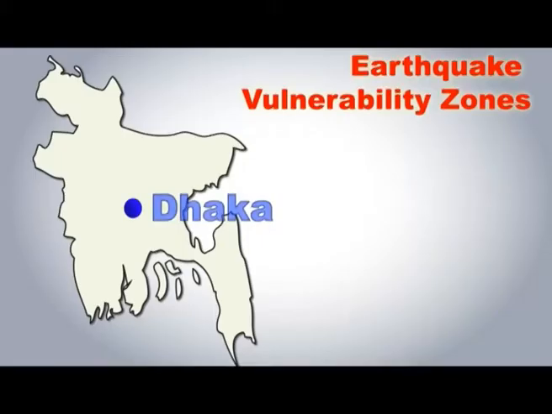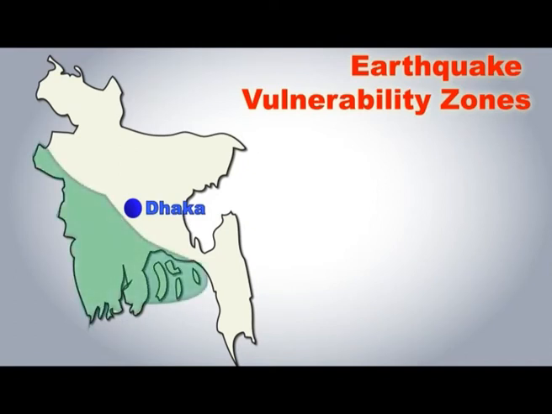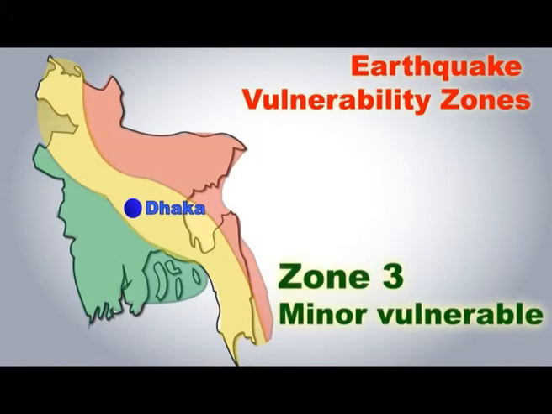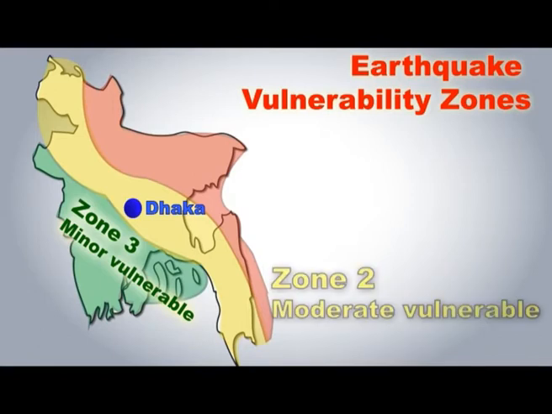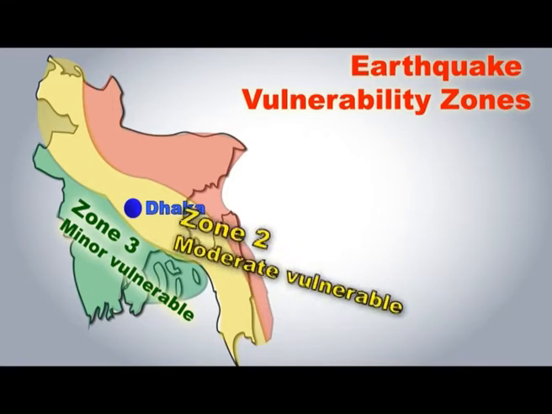Here, as you can see in the monitor, Bangladesh is divided into 3 areas of vulnerability in earthquakes. When we say vulnerable, it means that area is weak against earthquake or it has a greater danger in earthquakes. Here you can see that the southwest part of Bangladesh is colored green, which means it is zone 3 or a minor vulnerable area because this area is seismically quiet. Then we have the central part of Bangladesh where Dhaka is yellow. This means it is zone 2 or moderately vulnerable area.